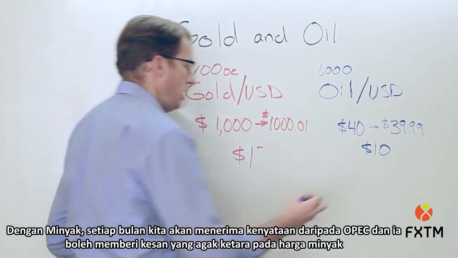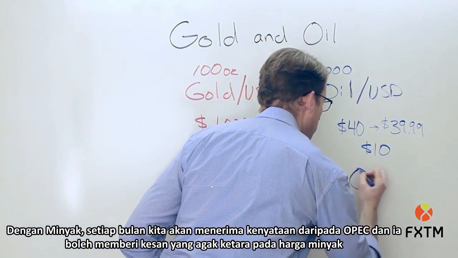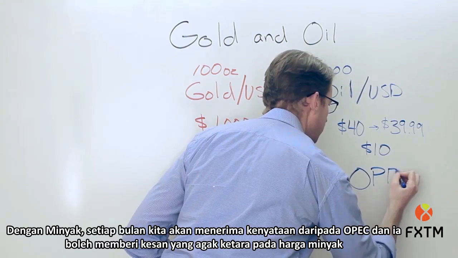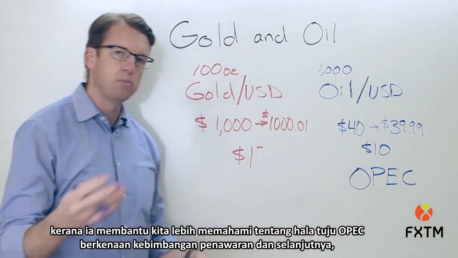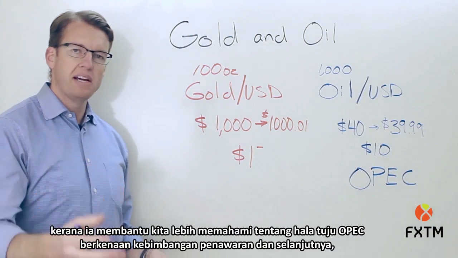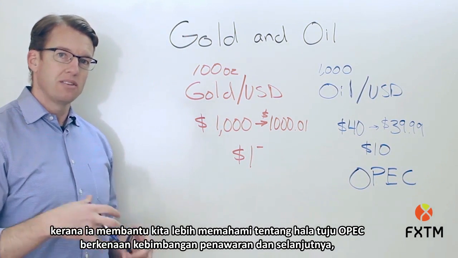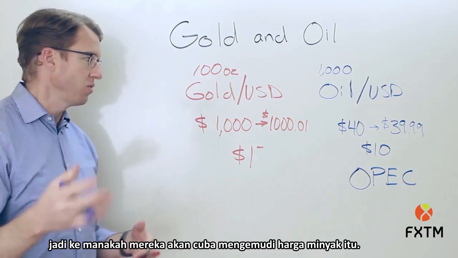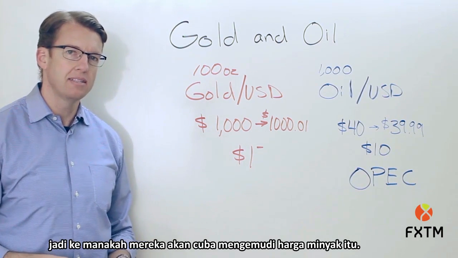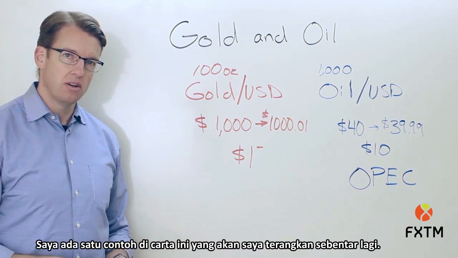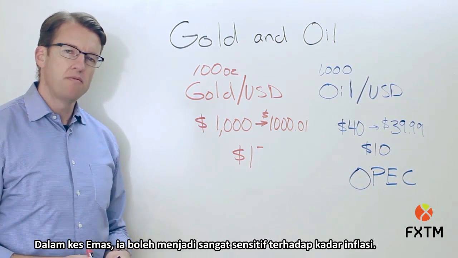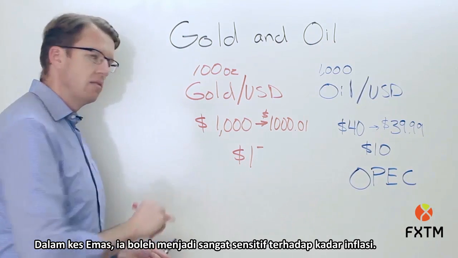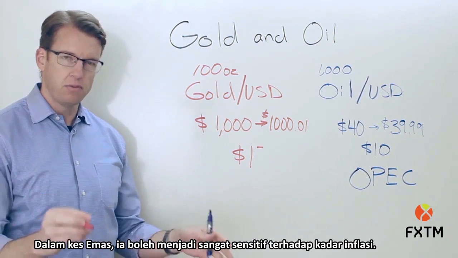So with oil, every month we do get a statement from OPEC, and it can have a fairly significant impact on the price of oil because it helps us to understand a little bit more about where OPEC is trying to head with supply concerns and so forth. So where are they trying to steer the price? Now, I have an example of this here on a chart that we're going to get to in just a second. In the case of gold, it can be very sensitive to the rate of inflation.